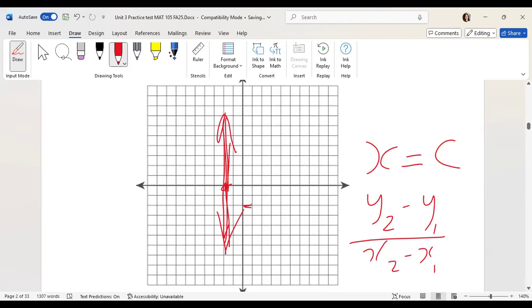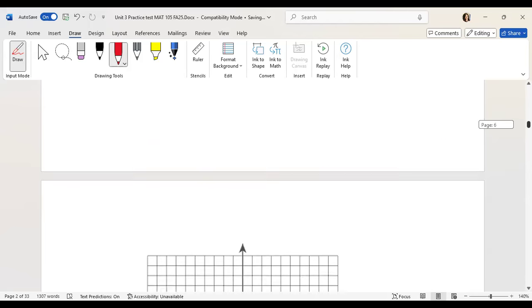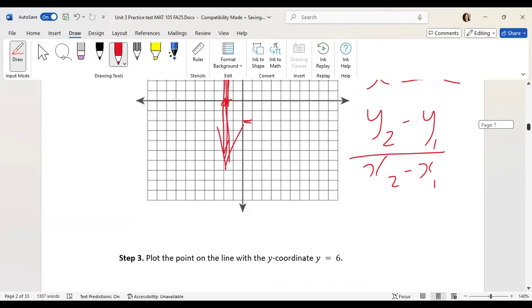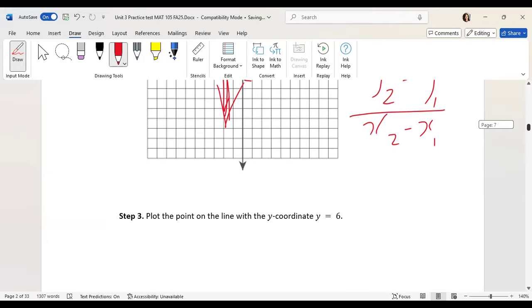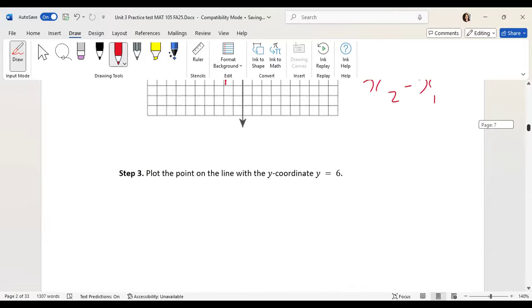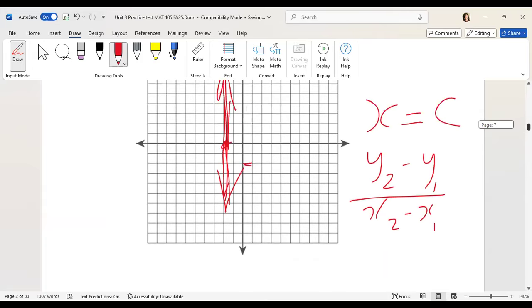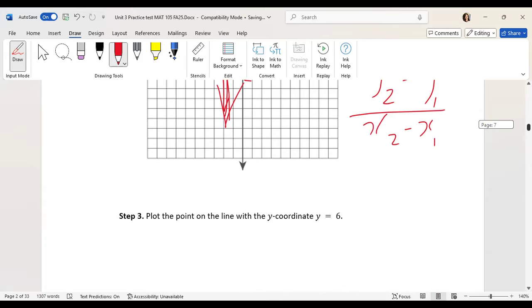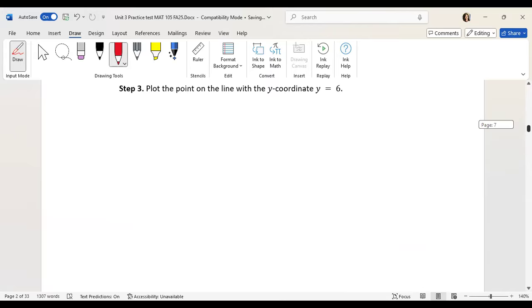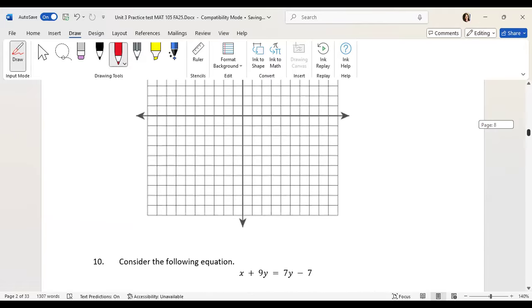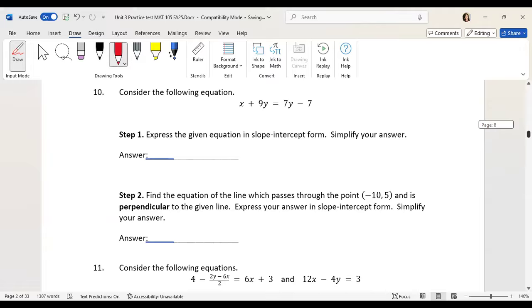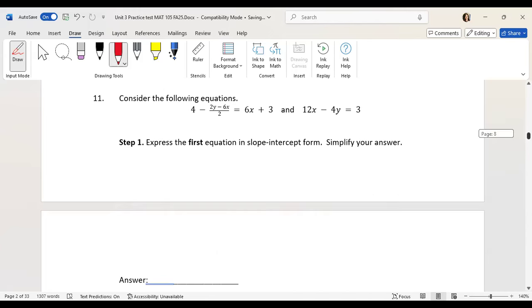Okay. All right. So when the slope is undefined, we already talked about that, the equation does not contain a y. Consider the following equation. Look at number 10. We have done this kind. Let's see if we do another one.